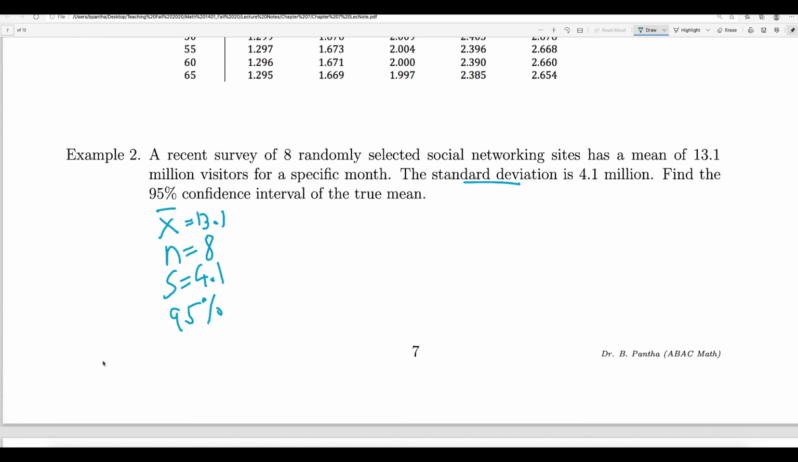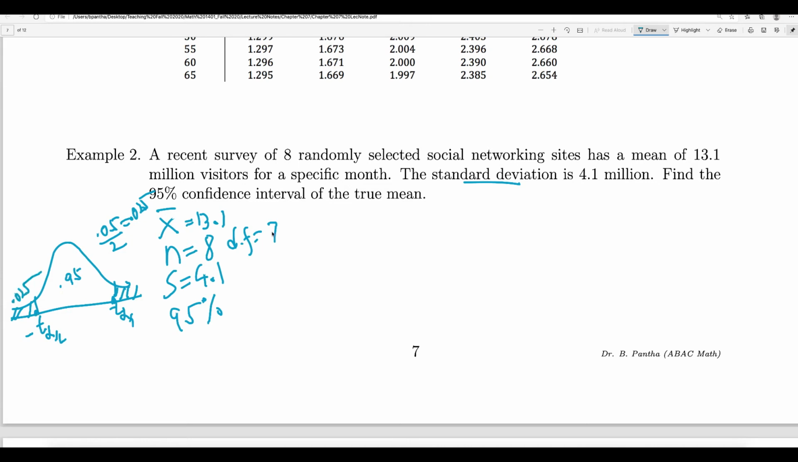So a 95% confidence interval means in the middle there is 95%, right, 0.95. So outside is 0.05, and you want to divide that into 2 pieces, so alpha over 2 is 0.025. What is the degrees of freedom? Degrees of freedom is sample size minus 1, that is 7. Now I want to find T alpha half negative and T alpha half positive, that boundary. So this is 0.025, degrees of freedom is 7.